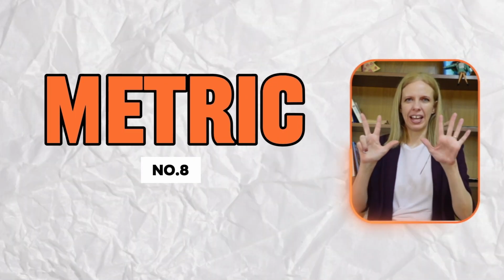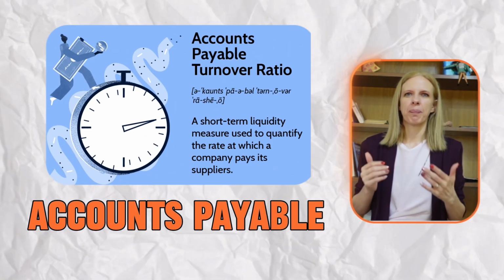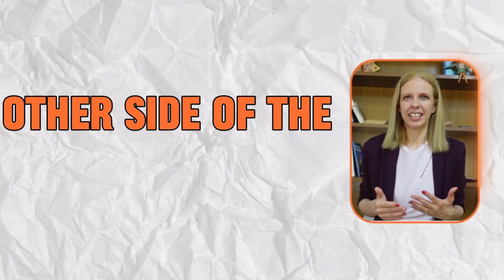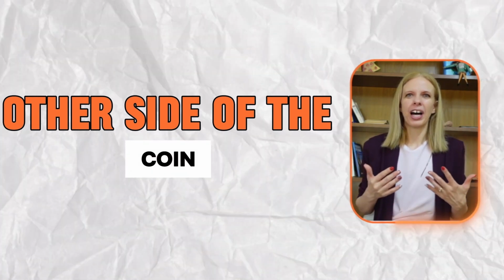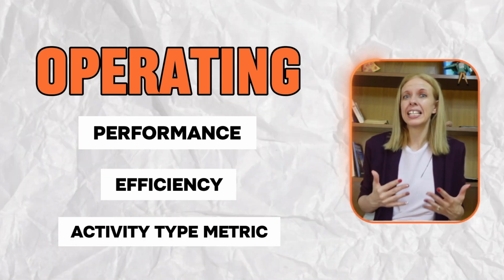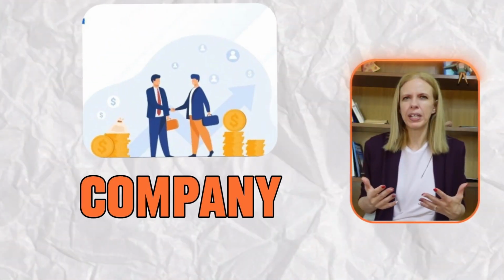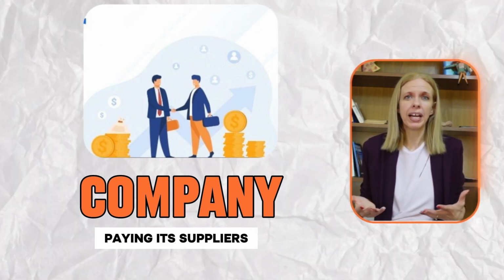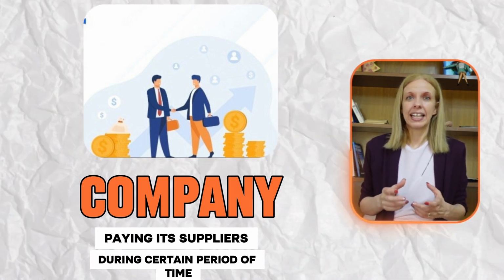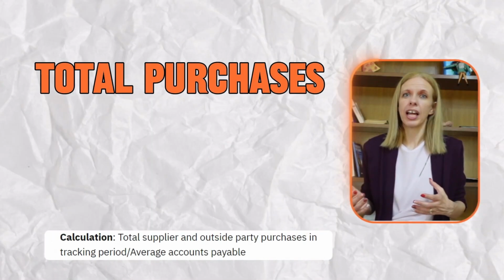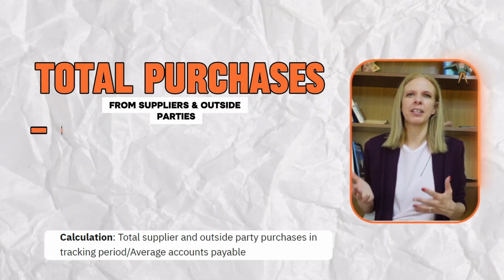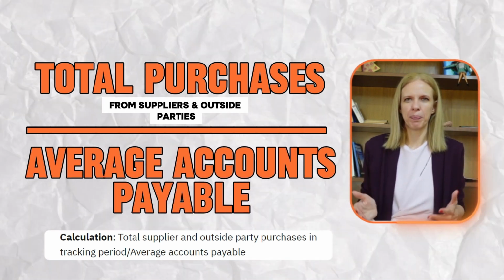Metric number 8. Accounts payable turnover ratio. This is the other side of the coin. It is also an operating performance, efficiency, or activity type metric, and it shows how fast the company is paying its suppliers and other third parties during a certain period of time. The calculation is the total purchases from suppliers and outside parties divided by average accounts payable.